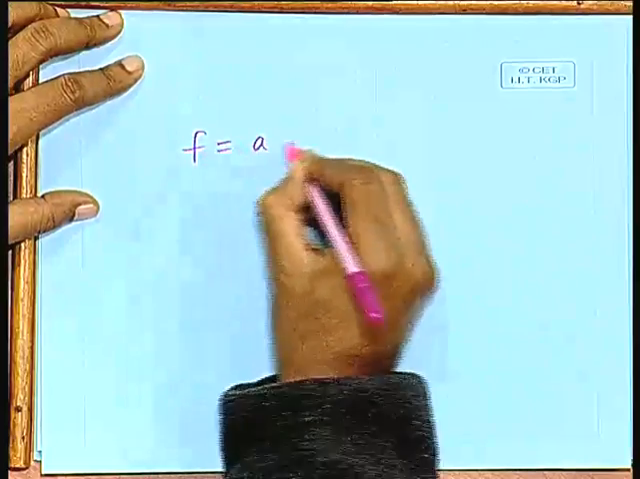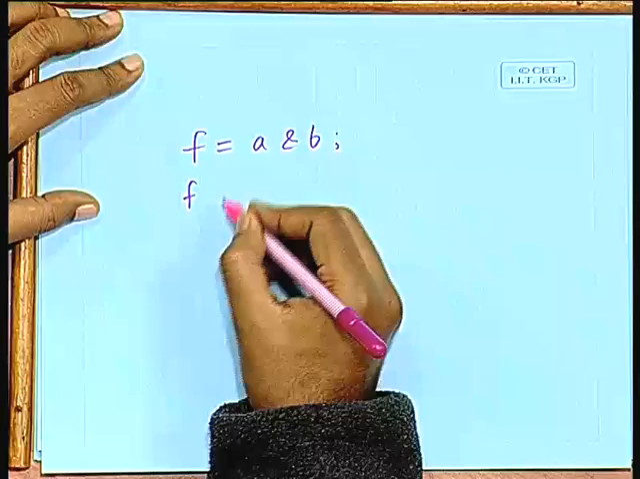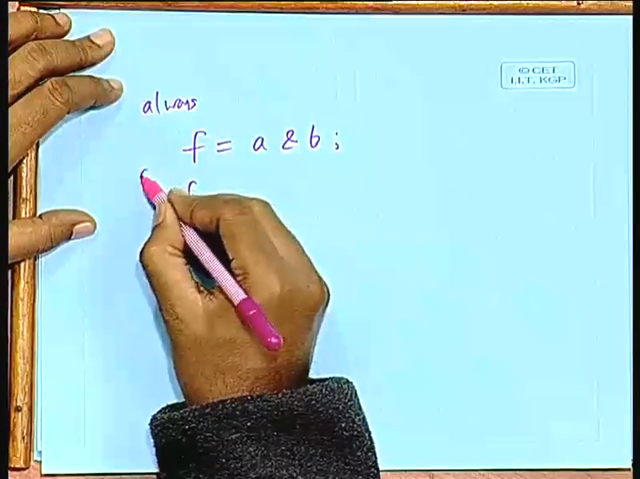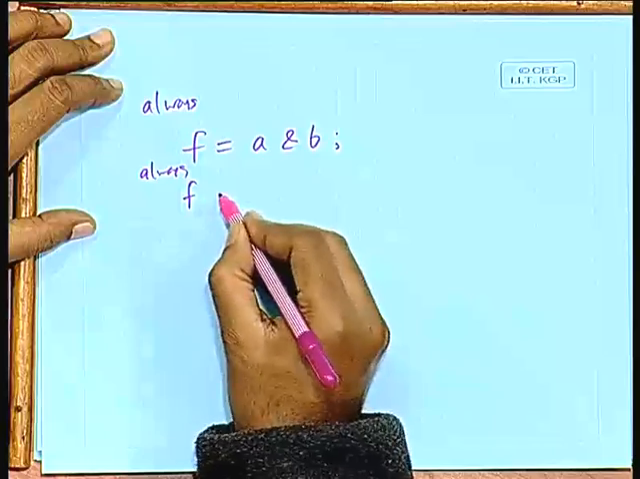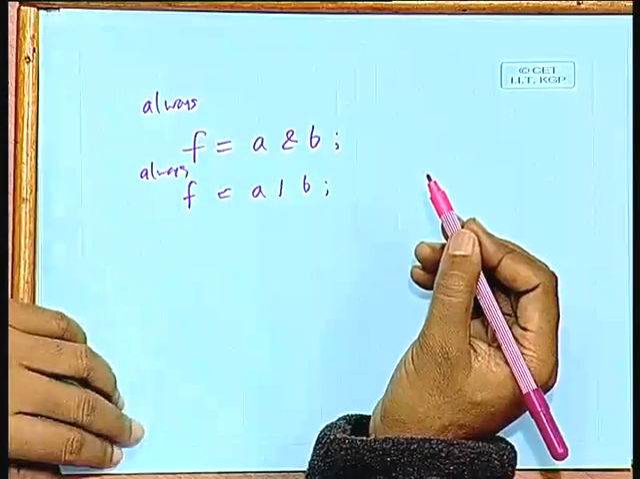So you have F equal to A and B, and you have F equal to A or B. There is one always block here, there will be another always block here. Both always blocks are running concurrently, yes.